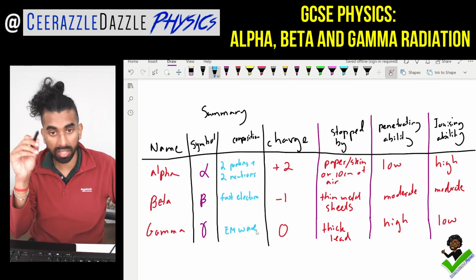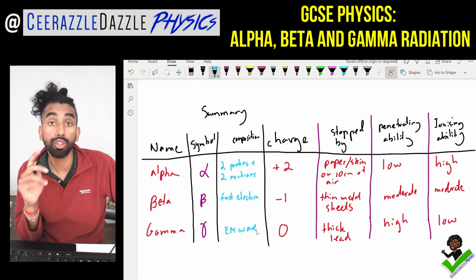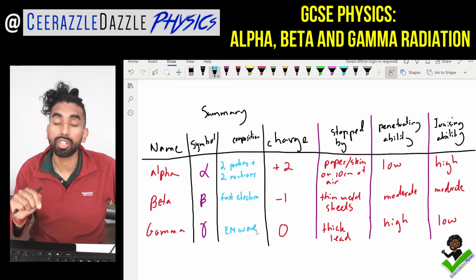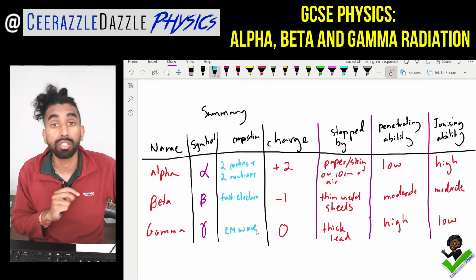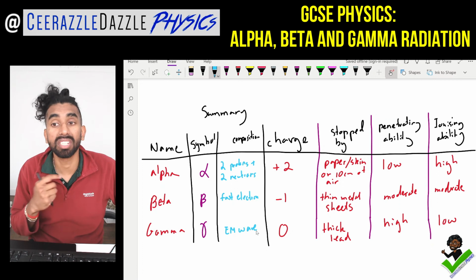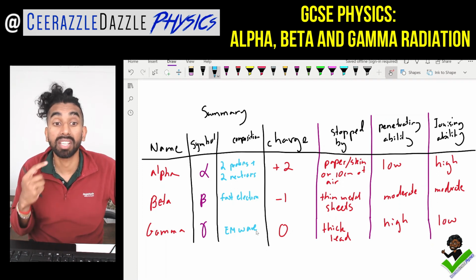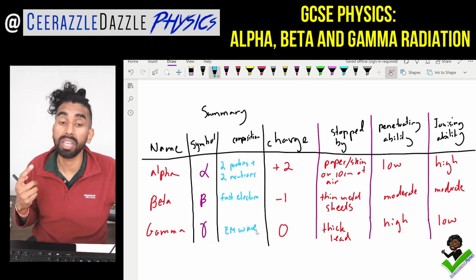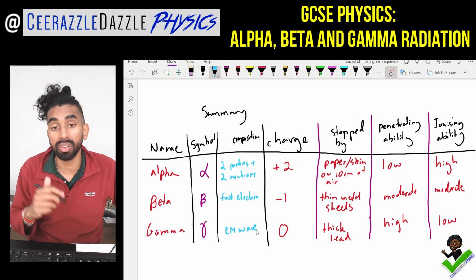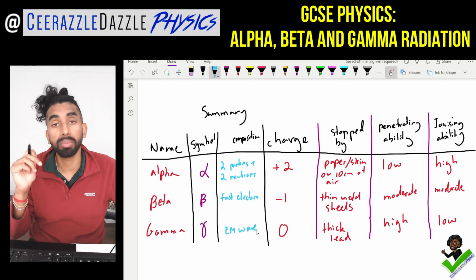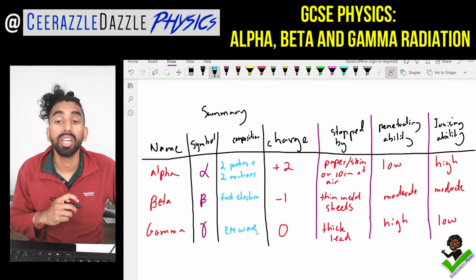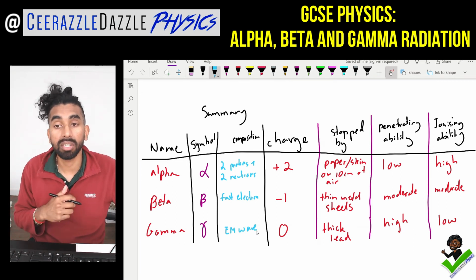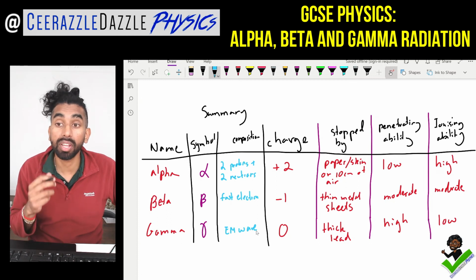Alpha, the symbol is the alpha symbol, made up of 2 protons and 2 neutrons. Charge is going to be +2. It's stopped by paper, skin or 10 centimeters of air. The penetrating ability is low, and the ionization ability is high. Beta, the symbol is beta. Its composition is going to be a fast moving electron, and its charge is -1 because it's a single fast moving electron. Stopped by thin metal sheets. The penetrating ability is moderate, and the ionization ability is moderate as well.